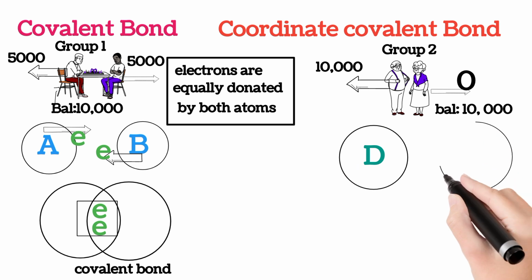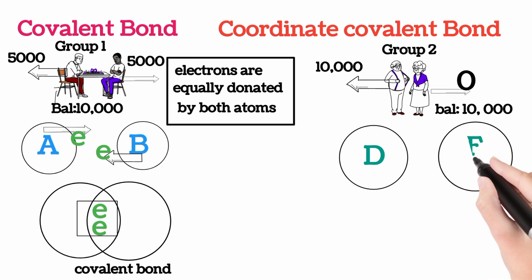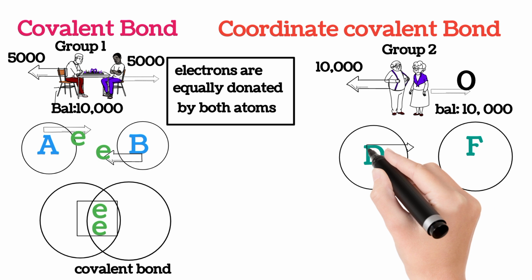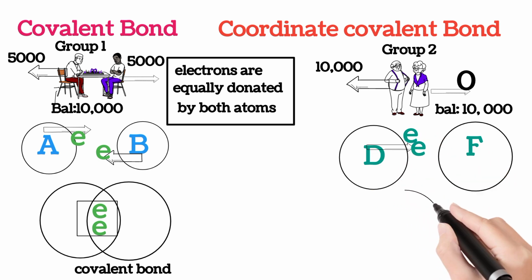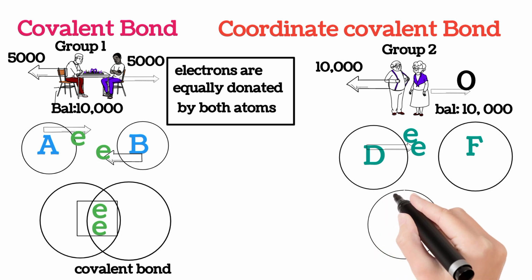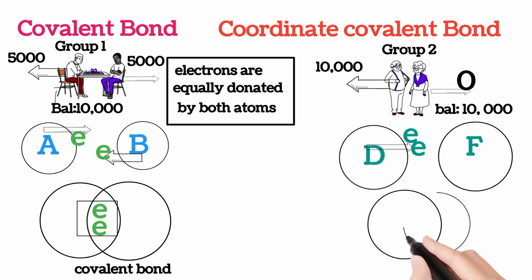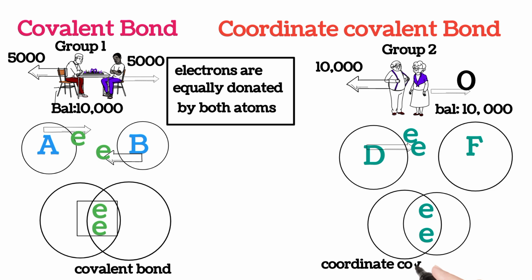For instance, let's look at atom D and F. Atom D donates 2 electrons, while atom F doesn't donate any electrons. These electrons donated are shared between these two atoms to form a coordinate covalent bond.